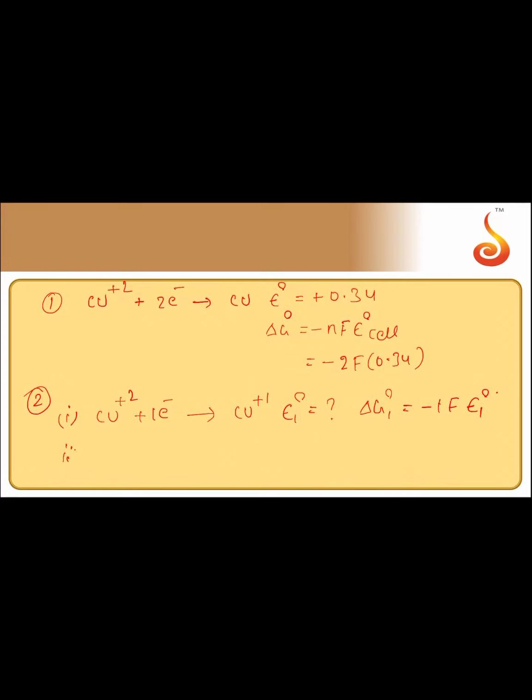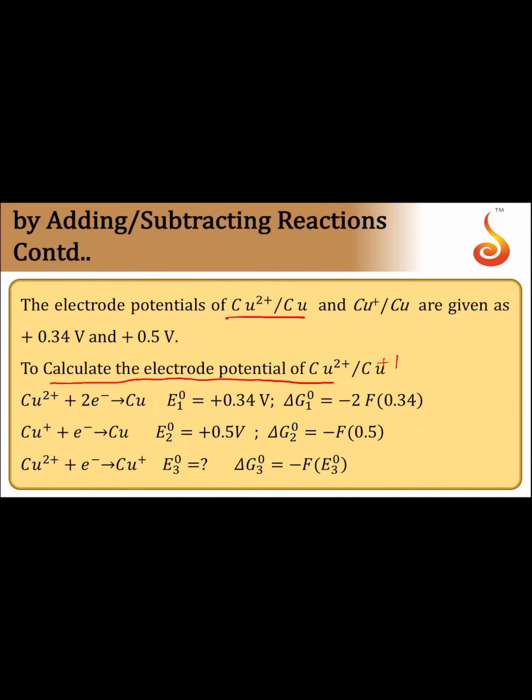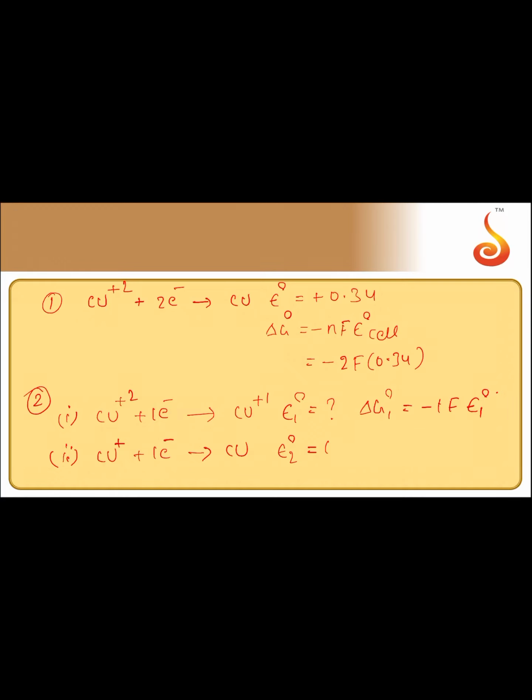Then Cu⁺ on reduction will form Cu. Here consider this as E2⁰. How much is the E2⁰ value given? 0.5. Consider this as ΔG2⁰, which is minus 1 into F into the E2⁰ value.